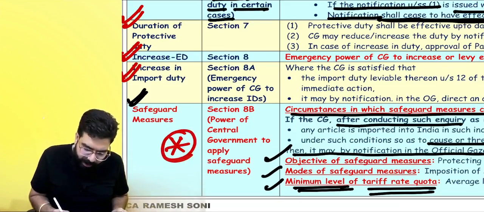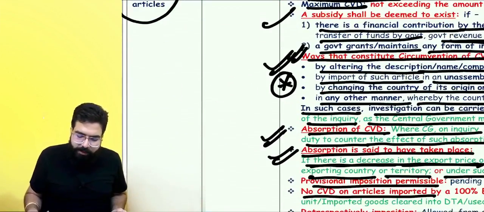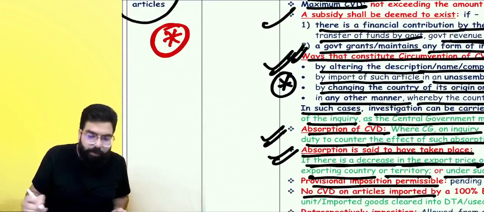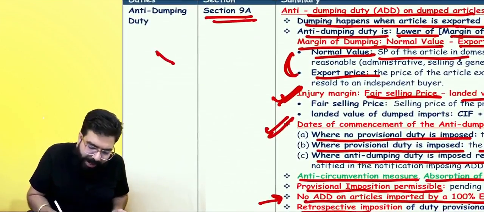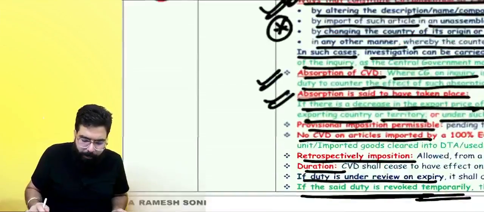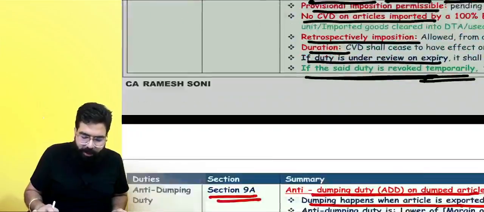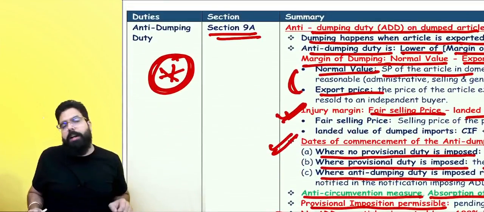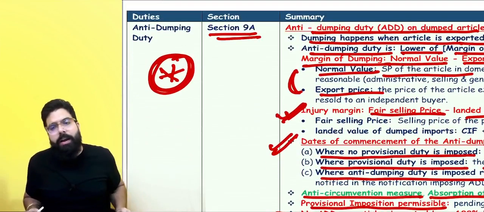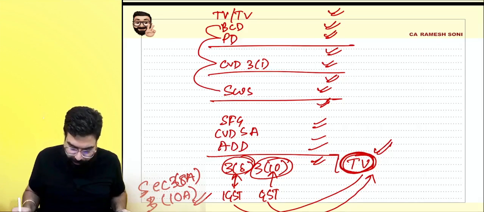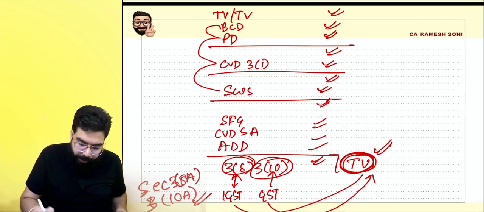Safeguard measures are very, very important for your exam. CVD on subsidized article is also very, very important for your exam. Anti-dumping duty is also very, very important. I feel they could ask you one question on safeguard measure or CVD on subsidized article or anti-dumping duty. Okay, sir, point is clear. Next.